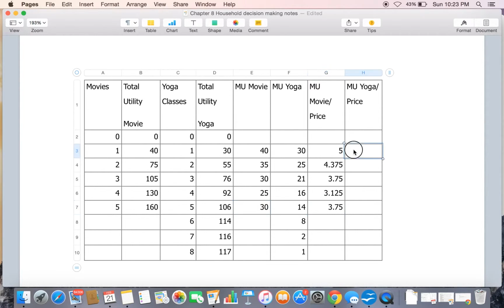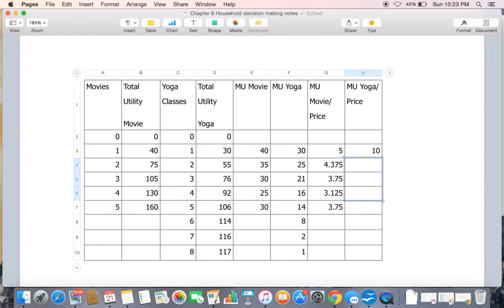satisfaction per dollar. Now, in order to compare apples to apples, or movies to yoga, we need to dollarize them, and so we're going to do the same for yoga. If I'm getting 30 utils of satisfaction going to a yoga class, how many utils of satisfaction am I going to get per dollar that I'm spending?